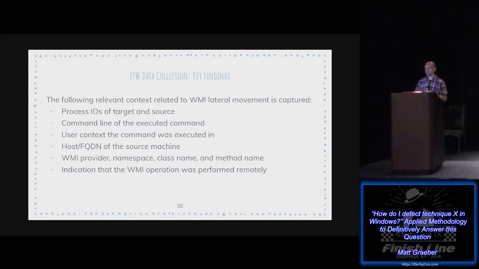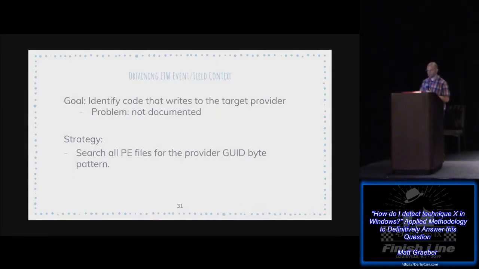We get the WMI provider, namespace, class name, and method name. So validation that Win32-based lateral movement was performed. We get an indication that the WMI operation was performed remotely via the isRemote field. So super valuable stuff right here, which unfortunately is not consumed by the event log. But there are ways that we can tap into it.